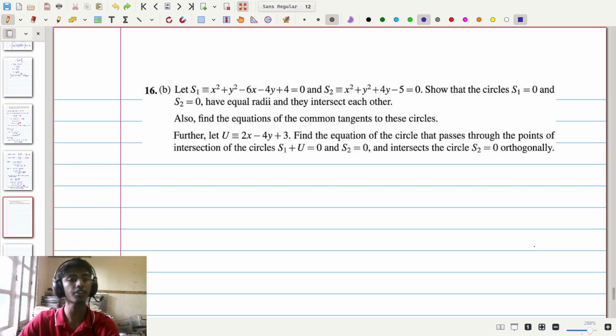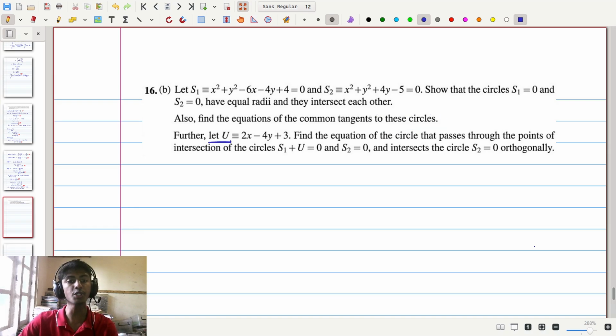The question says, let the circle S1 be given by x squared plus y squared minus 6x minus 4y plus 4 equals 0, and the circle S2 be given by x squared plus y squared plus 4y minus 5 equals 0. Given this, they first ask us, show that the circles S1 equals 0 and S2 equals 0 have equal radii and that they intersect each other. They then say, also find the equations of the common tangents to these circles.